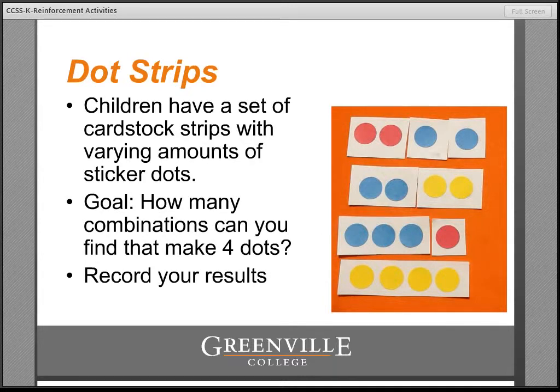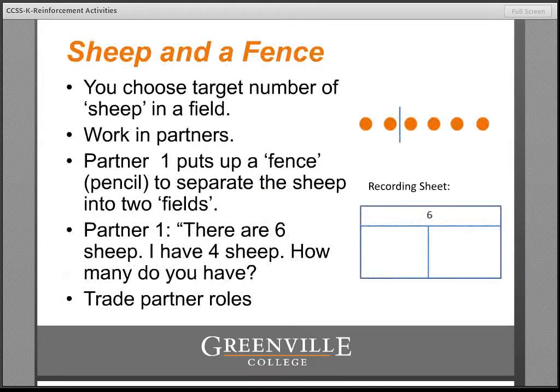So in the image you see here, the target number is 4, and this child has 4, just 4, so 4 and no extra ones, 3 and 1, 2 and 2, or 2 plus 1 plus 1. So those are a variety of combinations that this one came up with.